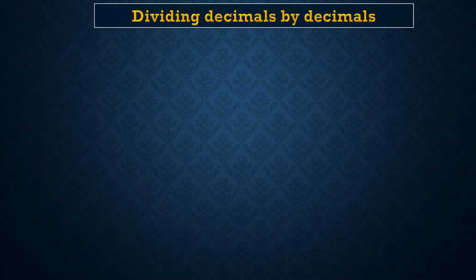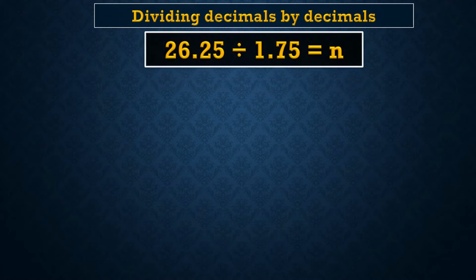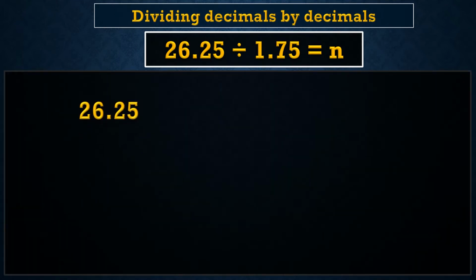So, for better understanding, I have an example: 26.25 divided by 1.75. We're going to follow the same steps in dividing numbers. We have to rewrite it into a column, or we're going to do the long division process. So again, let's write it down: 26.25 divided by 1.75. In dividing this kind of equation, we're going to observe our equation.